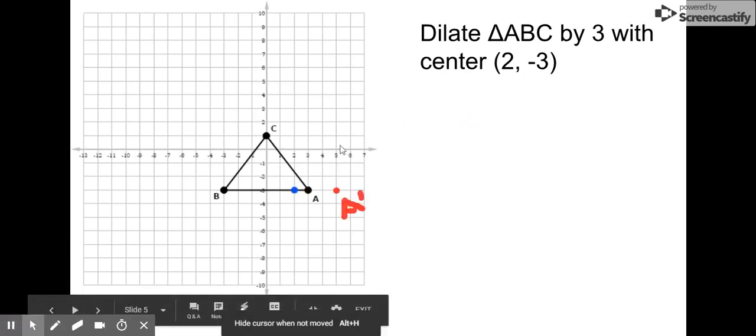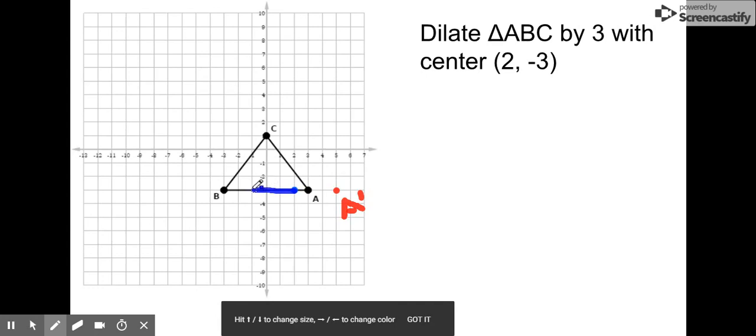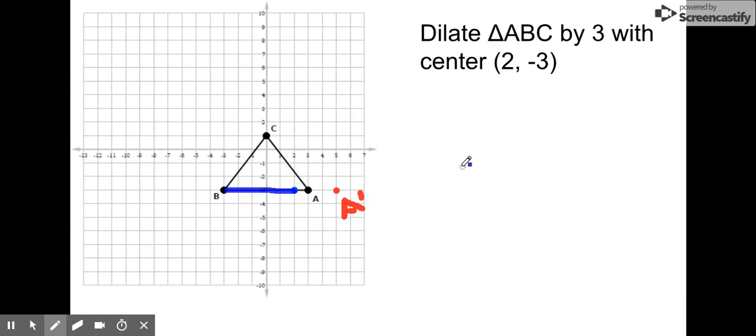Now that we know that A prime is at (5, -3), let's figure out where B prime would be located. So we want to start back at that center of dilation, and we want to figure out the distance from the center of dilation to the pre-image point we're trying to dilate. So 1, 2, 3, 4, 5. Notice how we didn't have to rise anything. So we're going to continue to not rise, but we're going to have to run 3 times 5. So we're going to have to run 15. So we've got the 5, and then 1, 2, 3, 4, 5. So B prime is going to be located at (-13, -3).